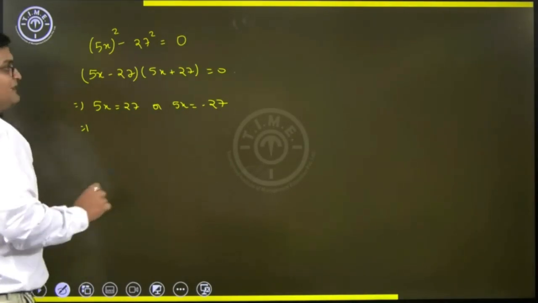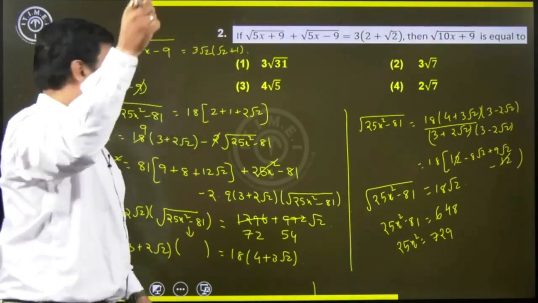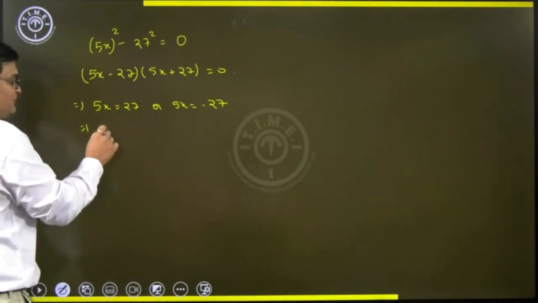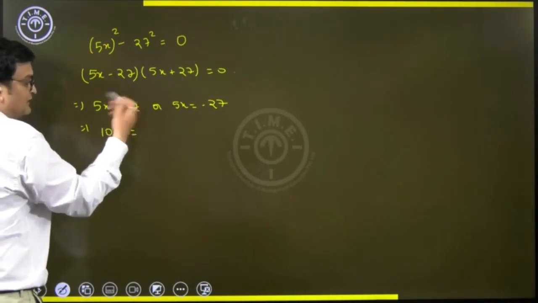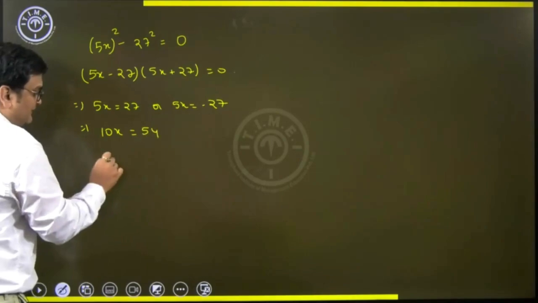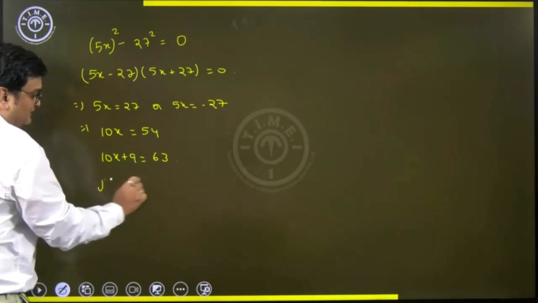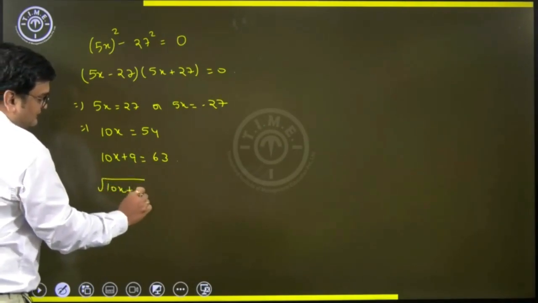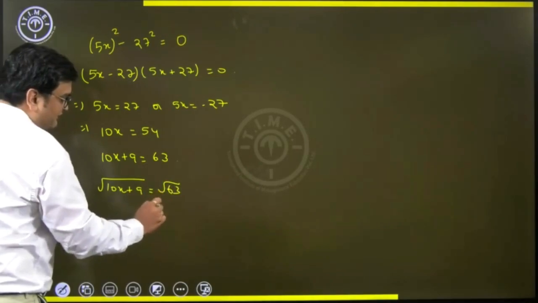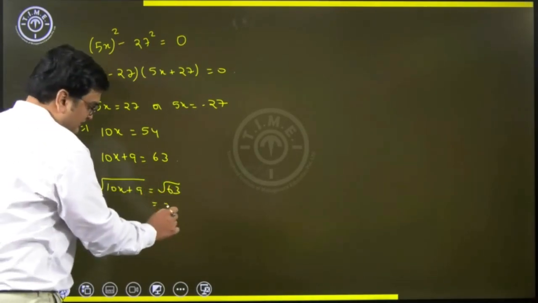Now what is the question being asked? If you notice, root of 10x plus 9. So if 5x is this, what will be 10x? Double of this. What will be 10x plus 9? 63. And what will be square root of 10x plus 9? It's going to be root 63. And by the way, root 63, when you look at it, it's 9 into 7, 3 root 7.